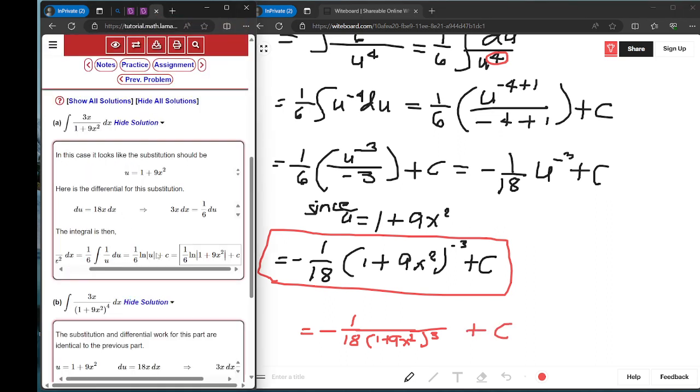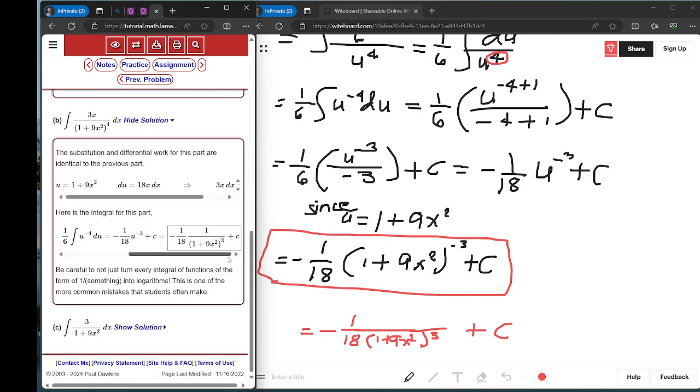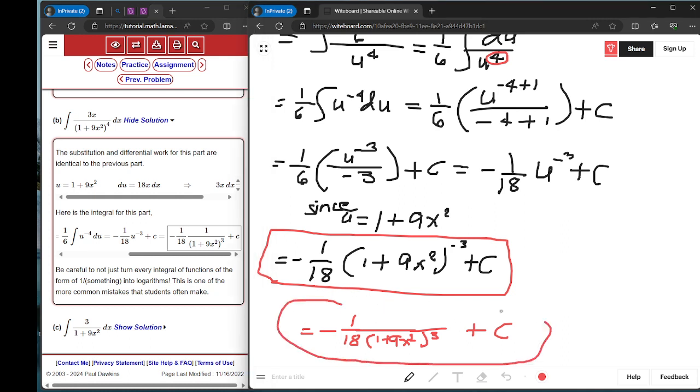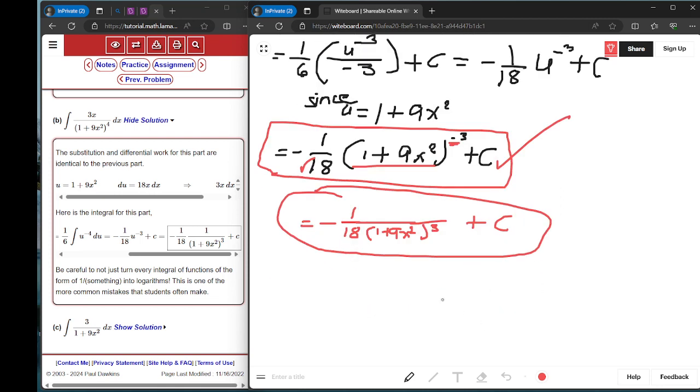So let's check. Show answer. Here it is. Okay, Paul has written the final answer in this form. But still, they are the same. Negative 1 over 18, 1 plus 9x squared raised to power 3. But here, since we put this term in the numerator, we change the sign to negative 3 and plus c. So it's still correct.